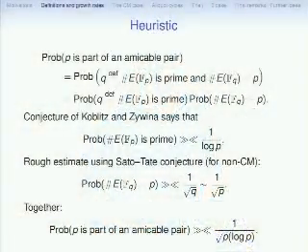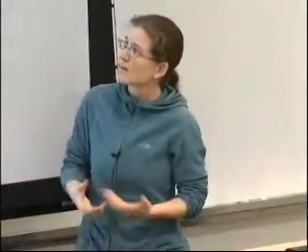So here's a sort of vague heuristic for how many amicable pairs you should expect. We'll do it in terms of probability. So the probability that p is part of an amicable pair. Well, first of all, you have to reduce modulo p and get some prime order. Call that q, and then reduce mod q and see if you get back p. So let's just assume that those two things are sort of independent. And if that's the case, then we can analyze each of those probabilities separately.